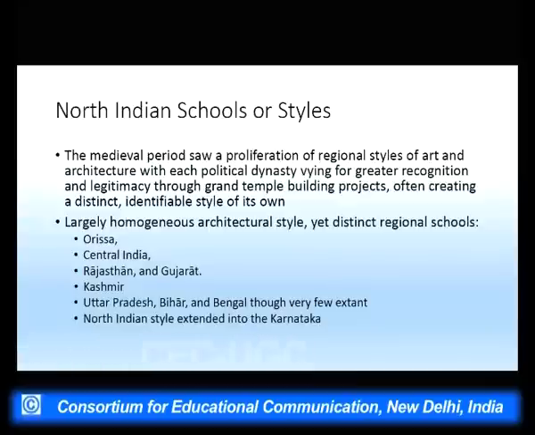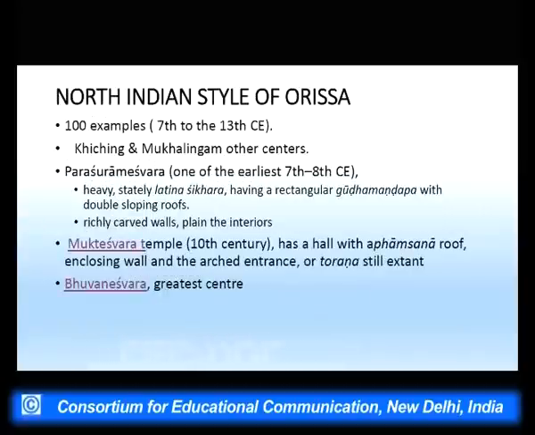In Orissa, you have the Kalinga style. In central India, you have Pratihara and Chandela styles. In Rajasthan, you have the Mahamaru style. And also in Gujarat. In Kashmir, you have the Karkota style. In Chamba, you have a kind of variation of the Pratihara style. In Uttar Pradesh, Bihar and Bengal, though very few temples are extant, there are various other styles that exist.